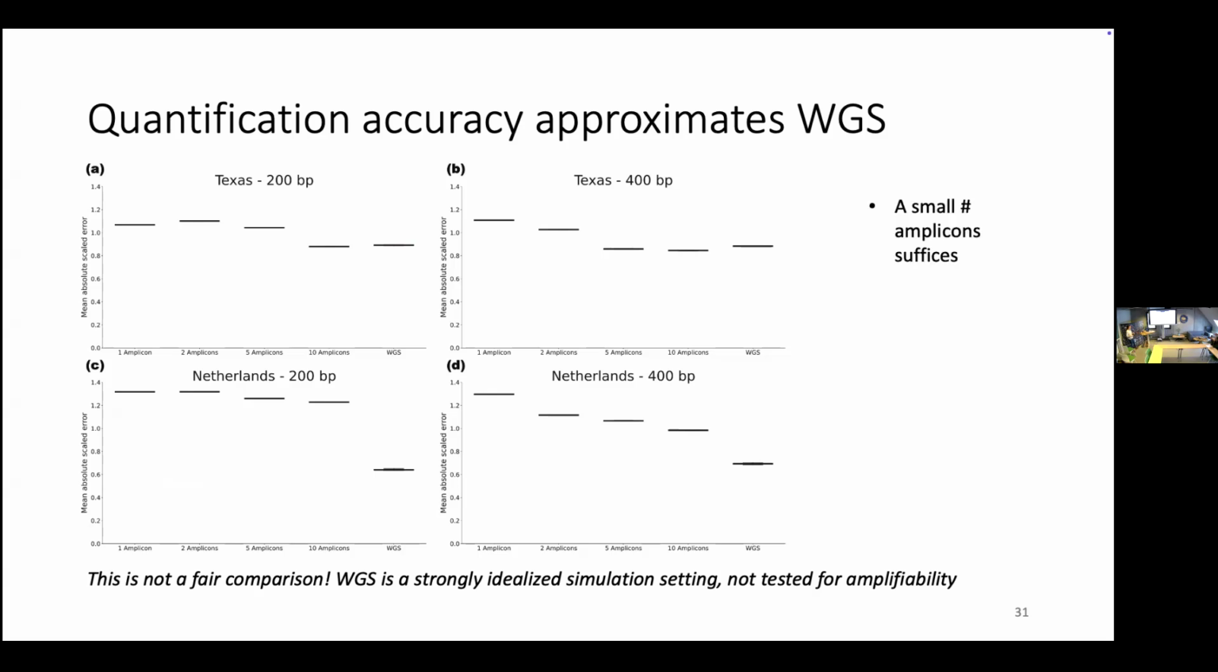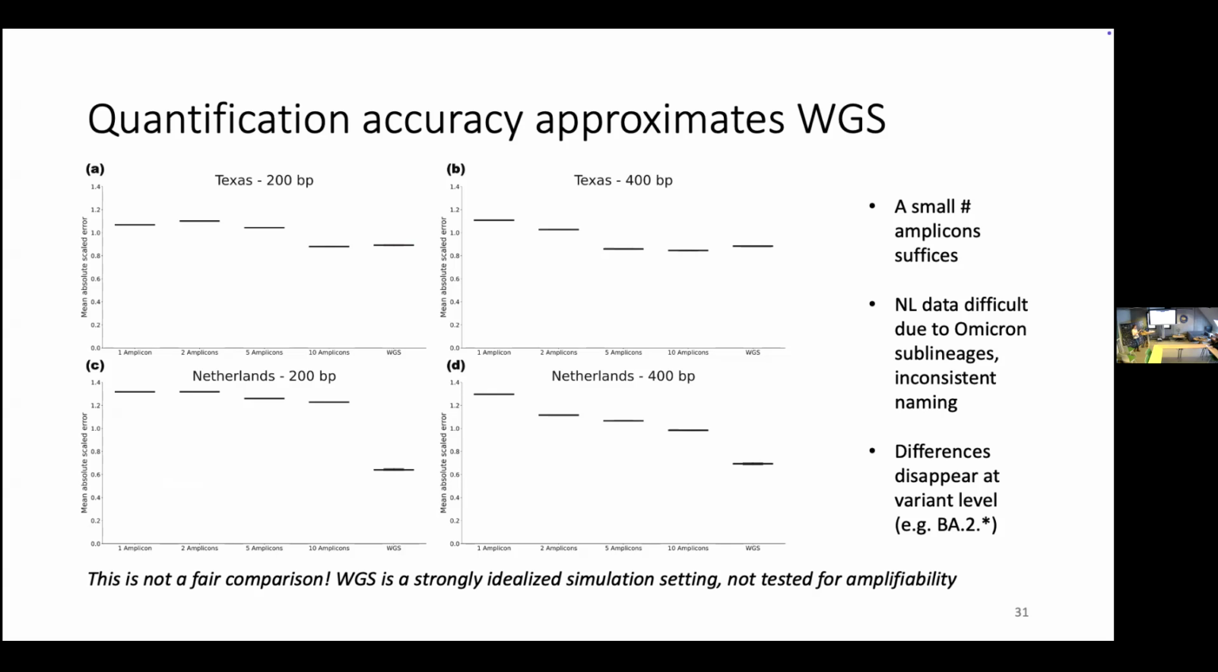But what we also see is that in the Netherlands data set, there are many Omicron sublineages with some inconsistent naming. And if you would actually quantify on a slightly higher level, so for example, not going into BA 2.5.8 or whatever, but just BA 2 point something, then those differences disappear. So if you don't try to be as precise as we do initially, then with amplicons you are actually on a par, even in this unfair setting with whole genome sequencing.